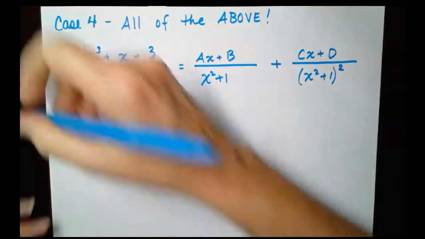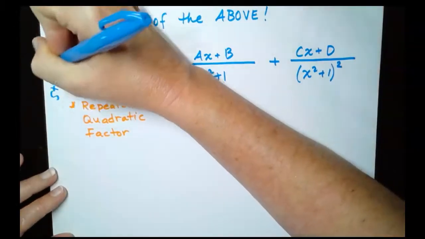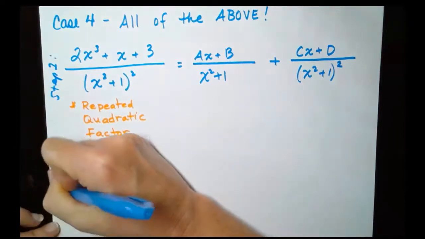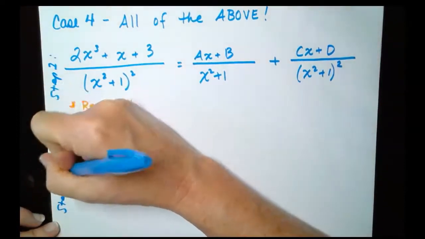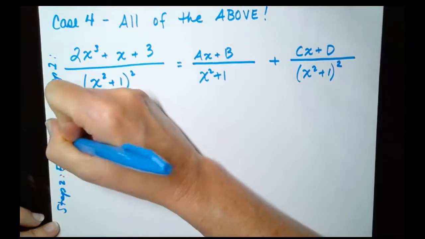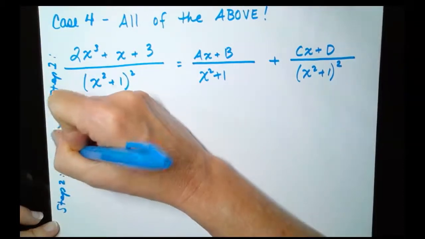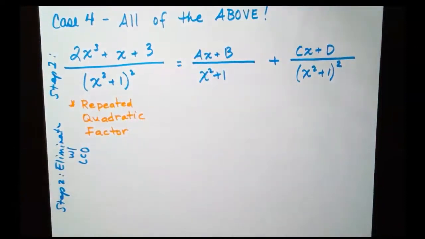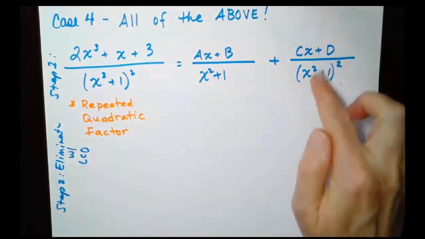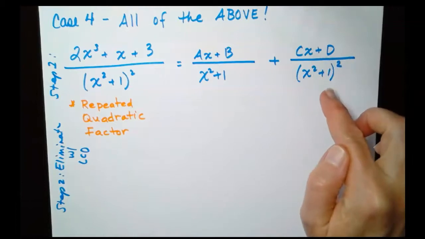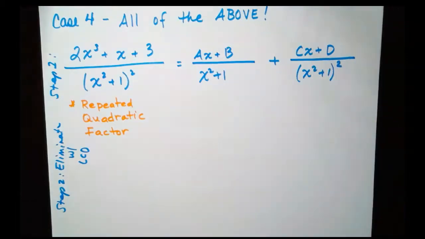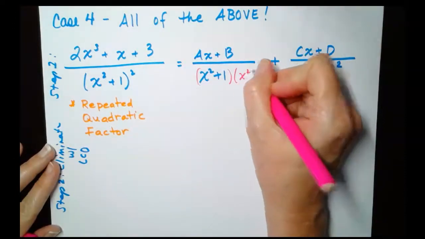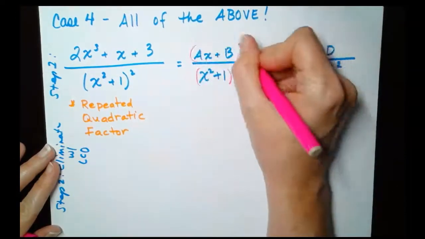So that's step 1, still set up. Step 2, still eliminate the denominator. Eliminate with the LCD. So we're going to do that here. We're going to multiply. Thankfully, this one is not missing anything, but this second fraction is, so we are going to multiply by 1 power of x² + 1.